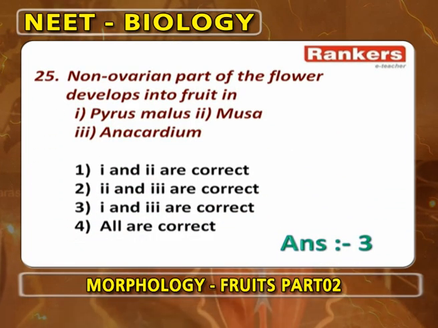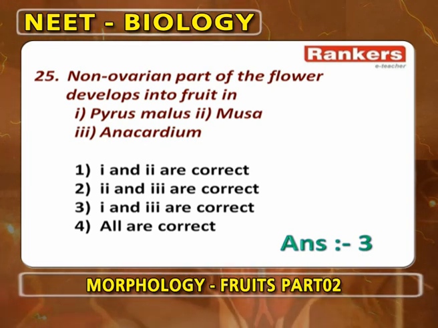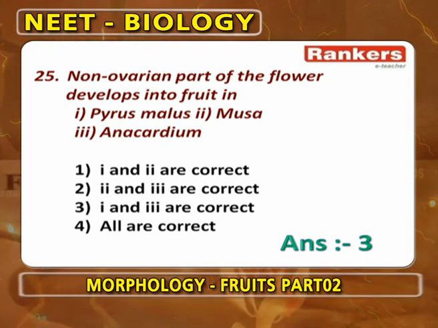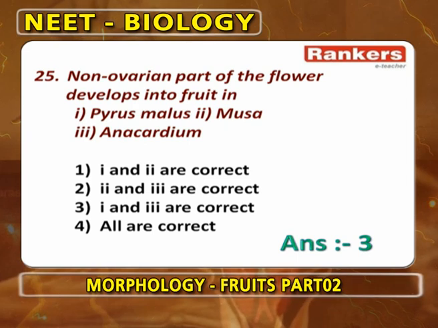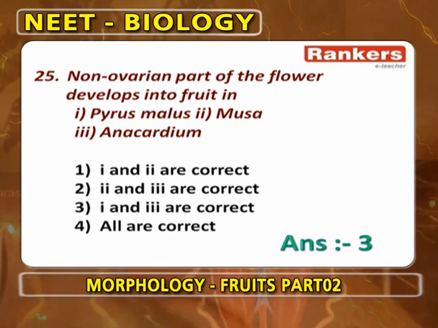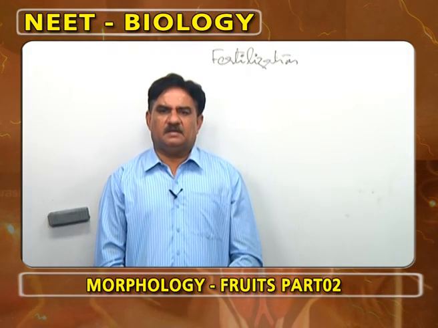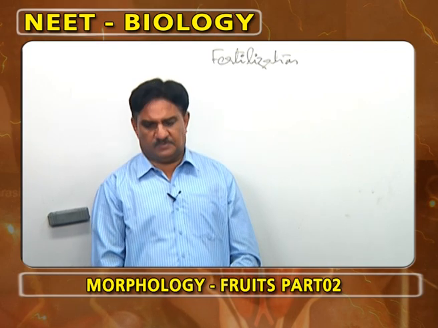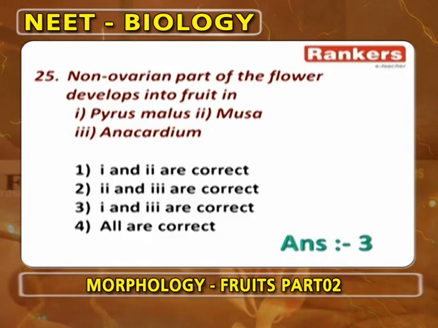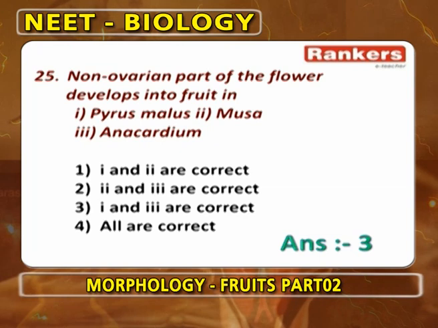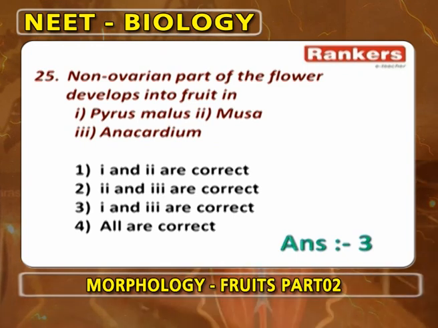Next, non-ovarian part of flower develops into a fruit. Non-ovarian part developing into a fruit means false fruit. Any part of the flower except ovary suppose develops into a fruit, it is called false fruit. Non-ovarian part in Pyrus malus, apple, thalamus edible, and in Anacardium, pedicel is edible. So, answer is 1 and 3. Which of the following plants has false fruits? Musa is a true fruit. Musa is a berry where mesocarp and endocarp are edible. So, answer is Pyrus malus and Anacardium. Answer is 3.